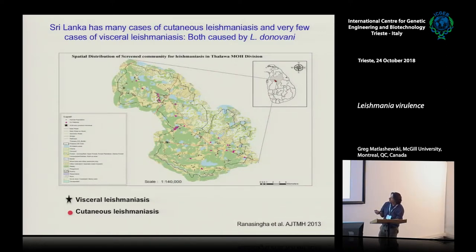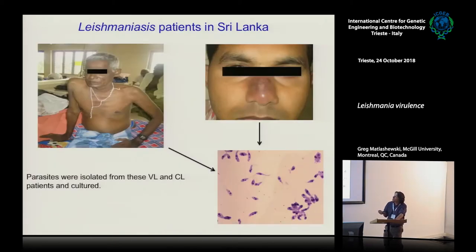So we were very fortunate at the time to be able to isolate parasite from the visceral patient and from a cutaneous patient. So we had parasites from both the visceral disease and the cutaneous disease in an area which was very similar in Sri Lanka. This was the patient here who had visceral leishmaniasis. We isolated the parasite. This is the patient with cutaneous leishmaniasis where we isolated parasite. And we now had parasites growing in culture from these two different individuals, one with a visceral disease, one with a cutaneous disease.